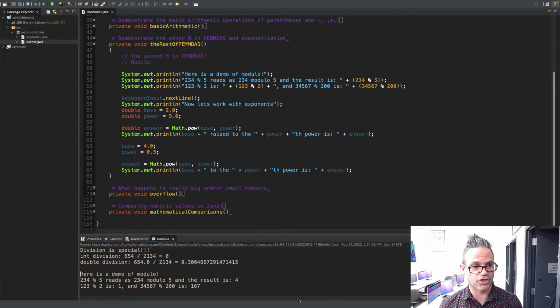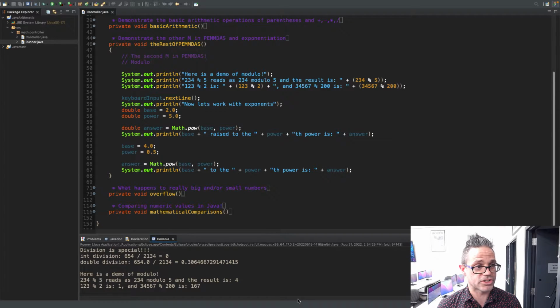And so 34,567 mod 200 is 167. That's how much is left over. And so you always have a value on modulo from 0 up to n minus 1, because n minus 1 is the maximum remainder you can have when you divide by something, because you can't have that whole number remainder. You simply have up to, but not including, that value for a remainder. And that's what we have for all of our modulus-based math.